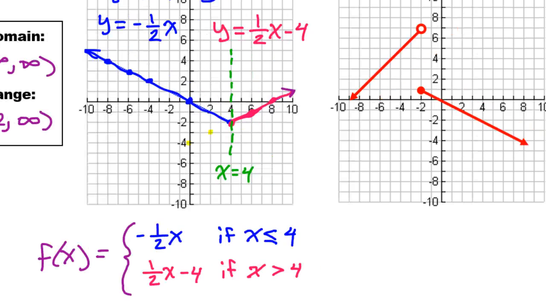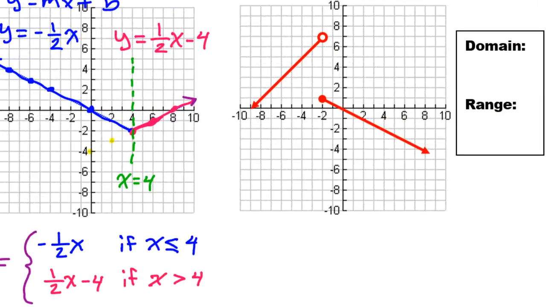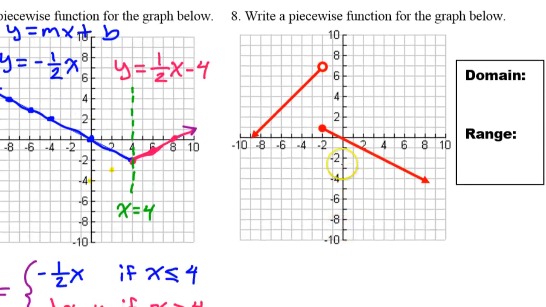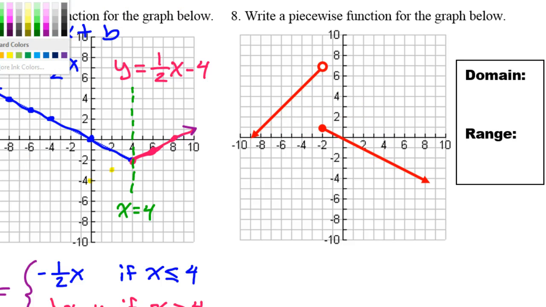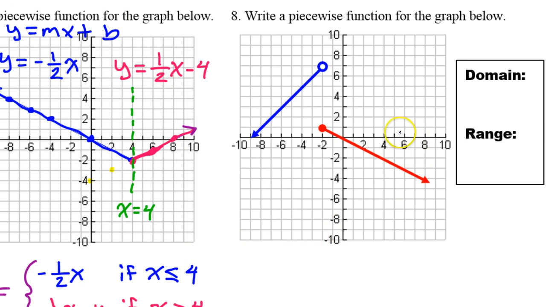Okay, let's go ahead and do one more of these. Let's see how we would graph this piecewise function for problem number 8. So again, we're going to need an equation for this left piece and an equation for the right piece. Now to help you follow what I'm doing, I'm going to color the left piece blue, and I'll leave the right piece to be red.